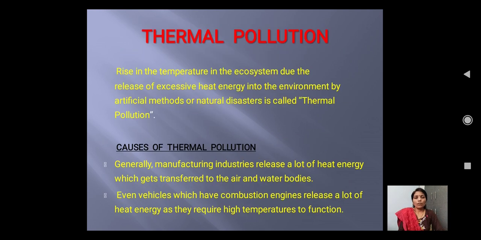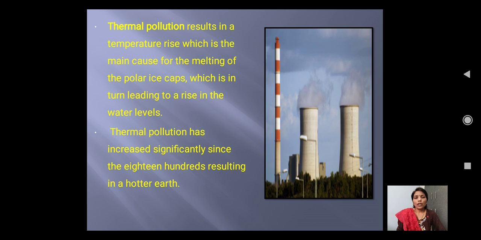Afterwards we are going to discuss thermal pollution. The rise in temperature in the ecosystem due to the release of excessive heat energy into the environment by an artificial method or a natural disaster is called thermal pollution. Manufacturing industries release a lot of heat energy, which gets transferred into the air and finally into the water bodies. Afterwards vehicle combustion, because engines release a lot of heat energy as they require high temperature for their functioning. Thermal pollution is the main cause for melting the polar ice caps, which in turn leads to a rise in the water level. Temperatures have increased significantly since 1800, resulting in a hotter earth.